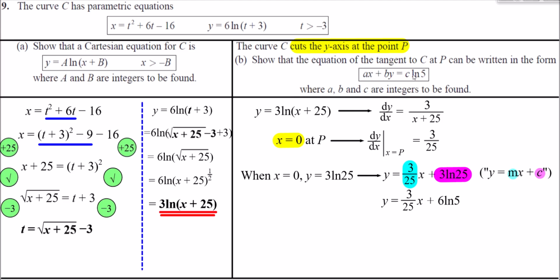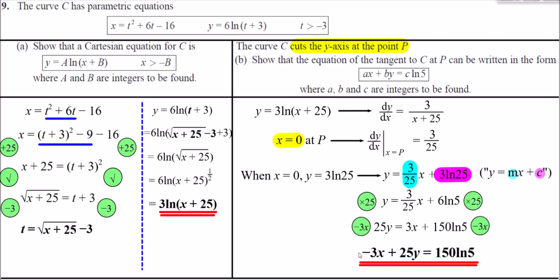My target here has no fractions in it. So to get rid of this denominator of 25, my first suggestion would be we might want to multiply everything by 25. That then gives us 25y equals 3x plus 150 lots of ln 5. Isolating the ln 5 term on its own, I can now subtract 3x from both sides, so therefore, in the right form, we've got minus 3x plus 25y equals 150 ln 5 for the equation of that tangent at point P.